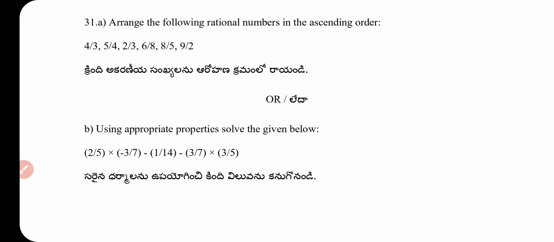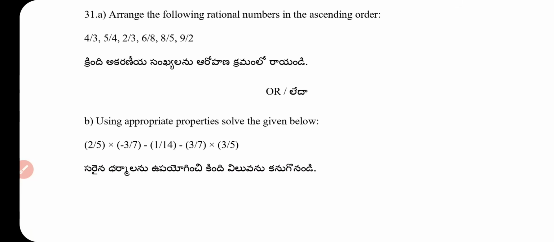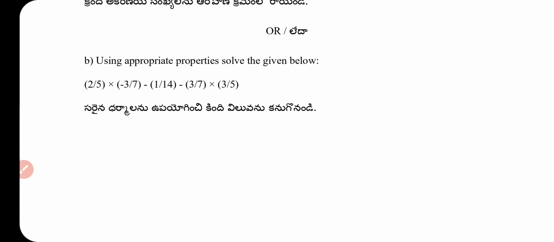Arrange the following rational numbers in ascending order: 4 by 3, 5 by 4, 2 by 3, 6 by 8, 8 by 5, 9 by 2. This is the 31st question.